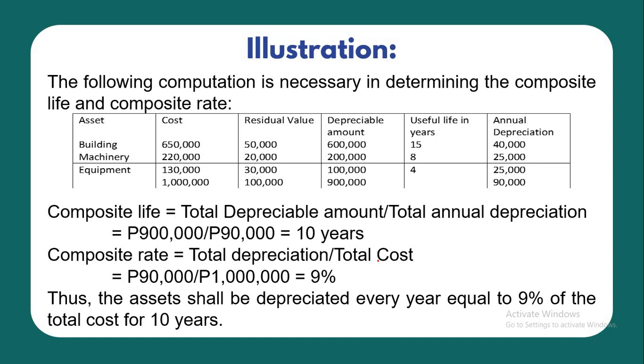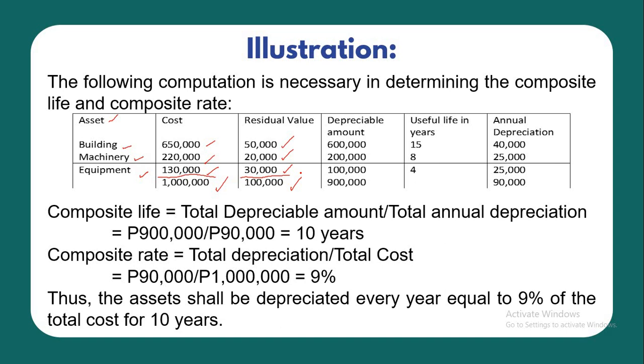The following computation is necessary in determining the composite life and composite rate. So, we have the assets. Okay? Tulo ka buka tong asset: building, machinery, and equipment. Now, their respective costs are 650,000, 220,000, and 100,000 respectively for a total of 1 million. And also, their respective residual value, 50,000, 20,000, 30,000 respectively, total of 100,000.